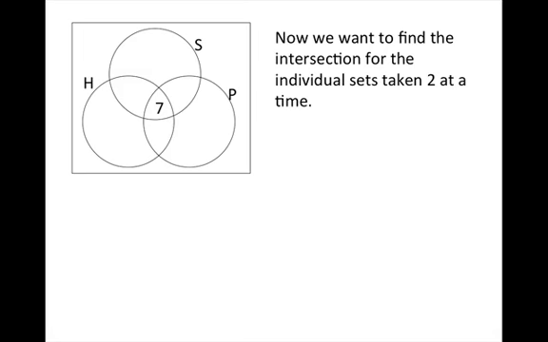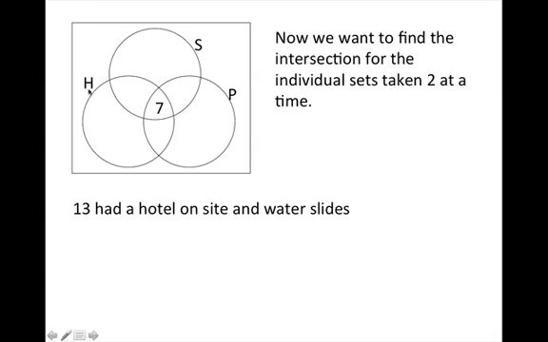Now let's take the intersection of these sets 2 at a time. So we're told that 13 had a hotel on site and water slides. So let's look at the intersection of sets H and S for hotels and slides. This oval is going to contain a total of 13. I already have 7 listed, so that leaves me with 6.